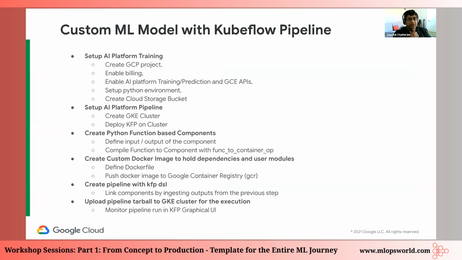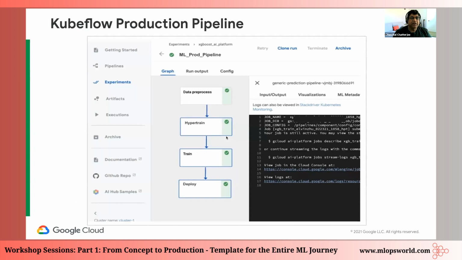We'll create the Python function-based components. We'll define the inputs and outputs of the components. We'll compile the function to components with a function called func to container op. Then we'll create custom Docker images or Python modules, and we'll push these images into the container registry if we create Docker. If we do Python, we don't have to. Create the pipeline with the Kubeflow pipeline DSL, and then upload the pipeline as a tarball to a GKE cluster, and you can run it with a graphical user interface. You can see it all with a graphical user interface. So here's an example of a very nice graphical user interface that you'll have in the Kubeflow pipeline.